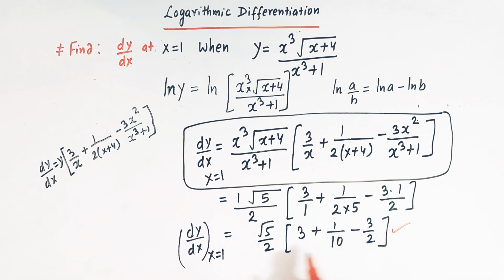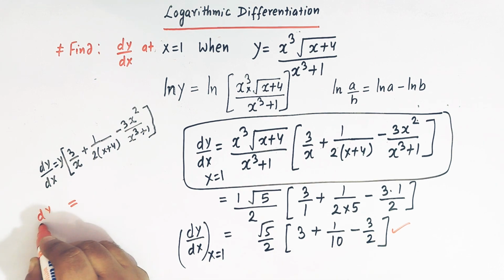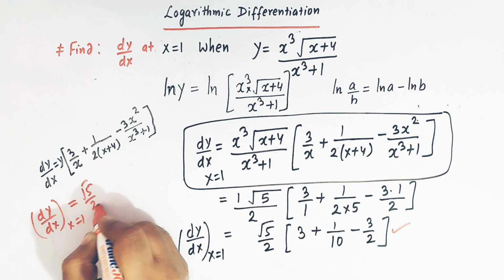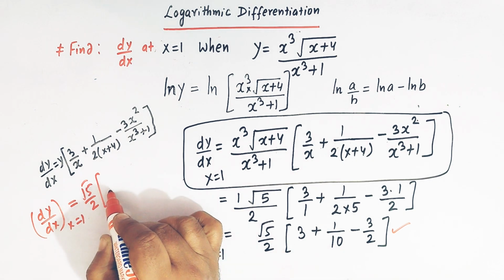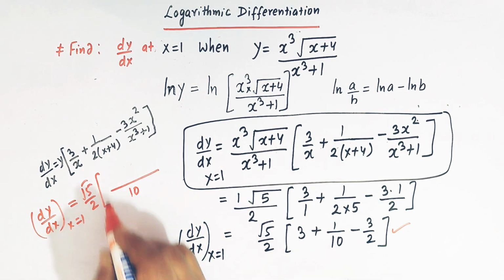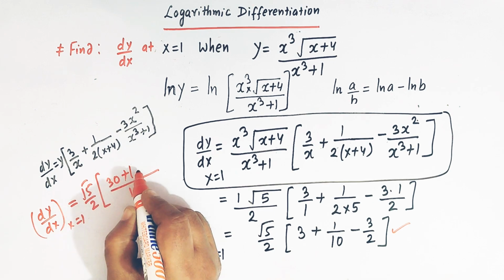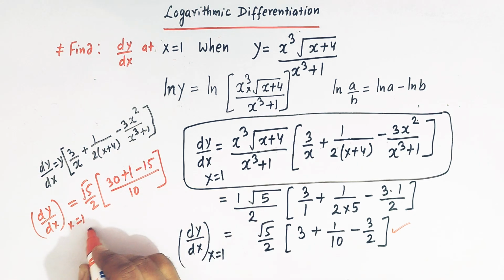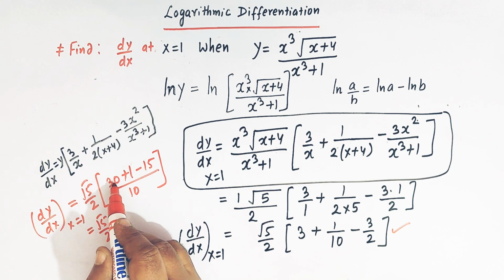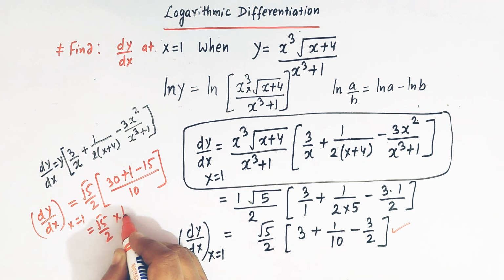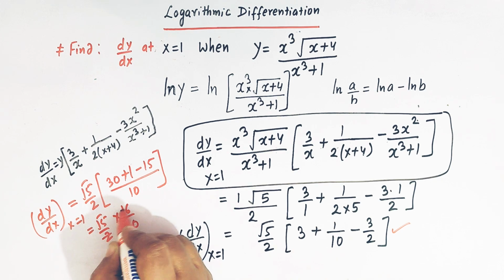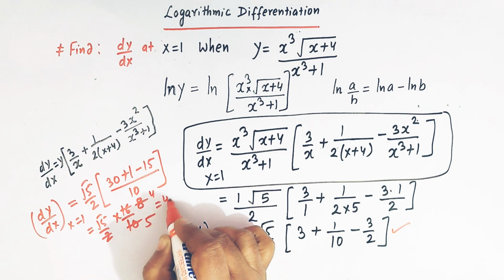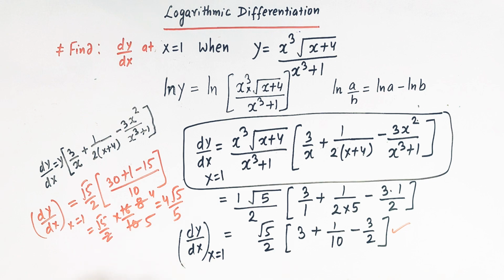So now let us simplify this expression. So we have dy over dx at x is equal to 1 as square root of 5 over 2. Here we have the LCM 10. Then we have here 30 plus 1 minus, that is minus 15, right? So this is root 5 over 2. This is 31 minus 15, that is 16 over 10. So this is 2 8s are 16, 2 5s are 10, 2 4s are 8. So this is 4 root 5 over 5, right?